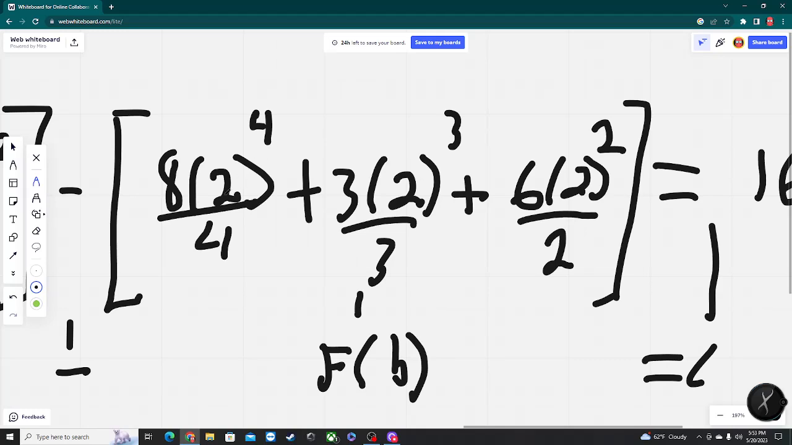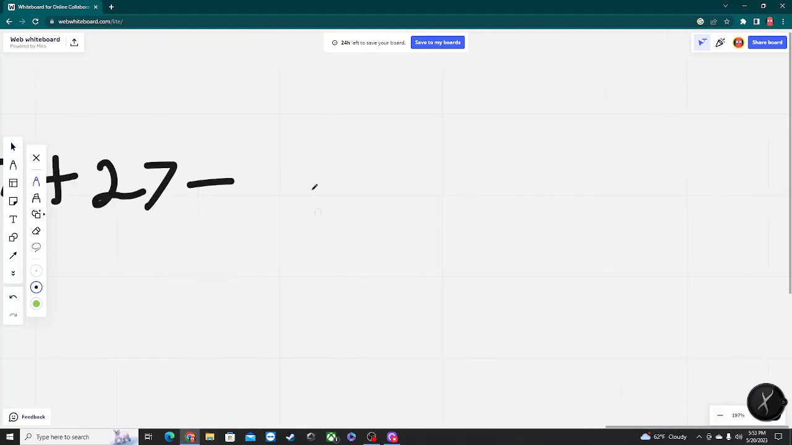2 to the 4th, 16. 16 times 8. I actually don't know that one. What is it? I don't know. Let's use my calculator. 16 times 8. 128. 128 over 4 is 32. So now minus 32.